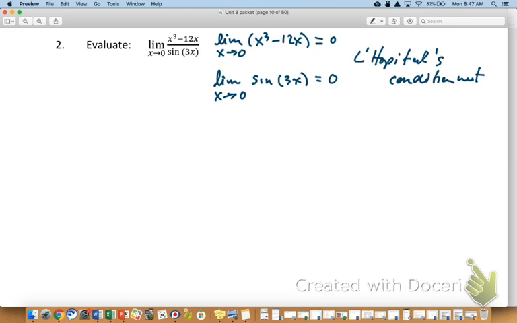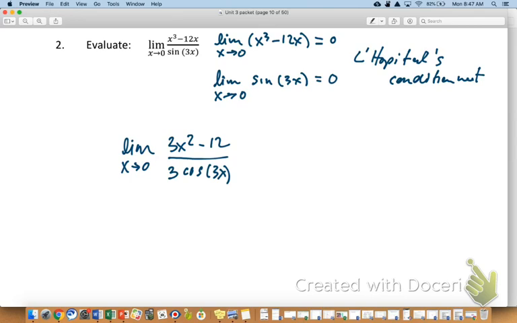If you want to write that, there's no requirement that you write that, but if you did, just as kind of a note to yourself, no problem. So then when you try to apply L'Hopital's rule, you'd say limit as x approaches 0 of 3x squared minus 12 divided by 3 cosine of 3x as you do your various derivatives, right? The derivative at the top, derivative at the bottom.